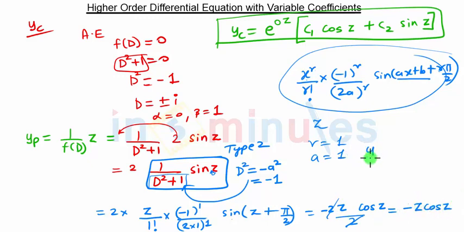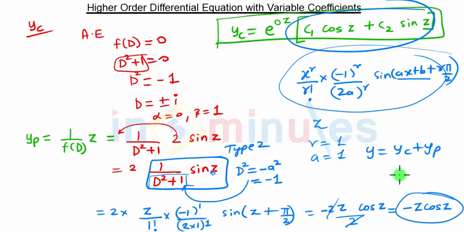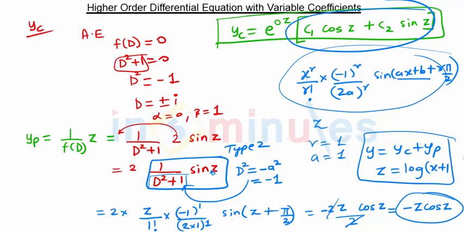So our final solution will be y equal to yc plus yp, where yc is this term and yp is this term, and z is nothing but log of x plus 1. So this will be our final solution, and this is how we solve the problem on higher order differential equation with variable coefficients.